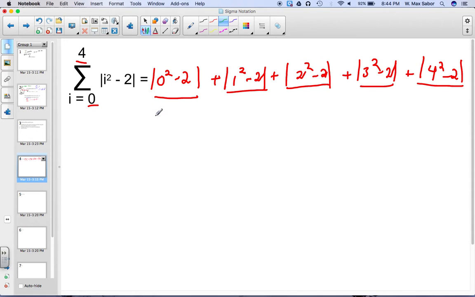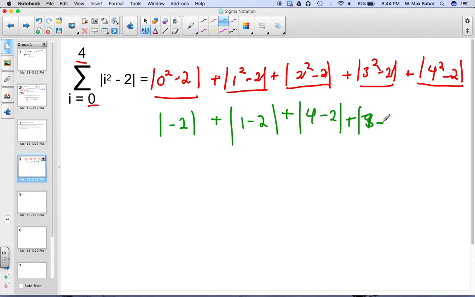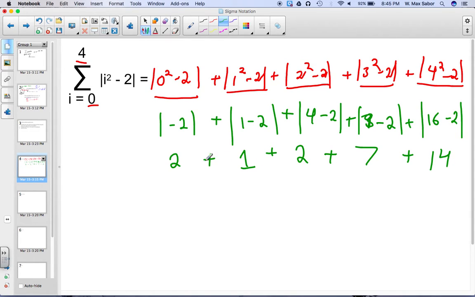So 0 squared is 0. 1 squared is 1. 2 squared is 4. 3 squared is 9. 4 squared is 16. Then we have minus 2. 1 minus 2 is negative 1. Absolute value is positive 1. 4 minus 2 is 2. 9 minus 2 is 7. 16 minus 2 is 14. And now we add these up.